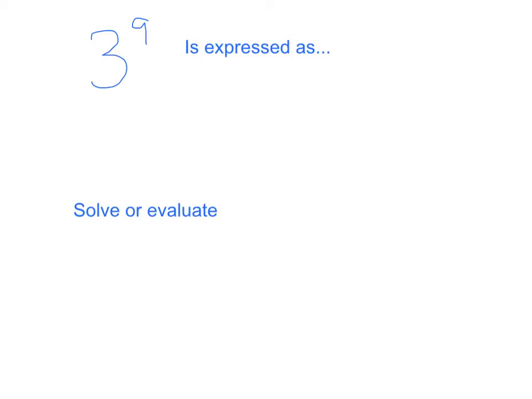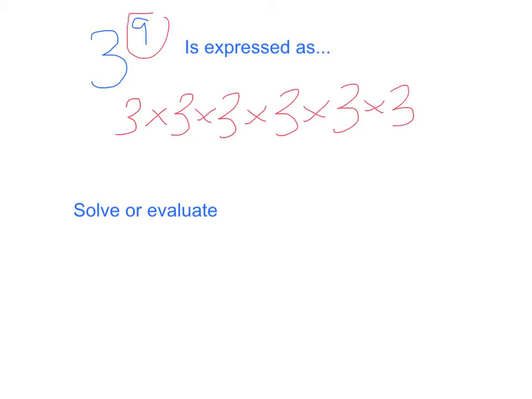So when we're expressing it, all we're doing is we are going to now write it out. So it's 3 times 3 times 3 times 3, and we keep writing it until we get it 9 times. So let's count that. 1, 2, 3, 4, 5, 6, 7, 8, and it looks like I'm going to run out of space, and 9. So I'm multiplying 3 by itself 9 times.